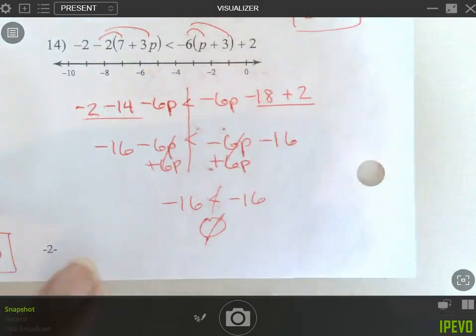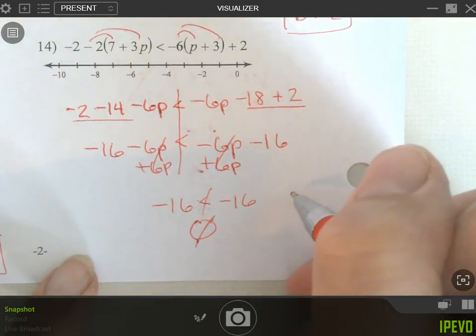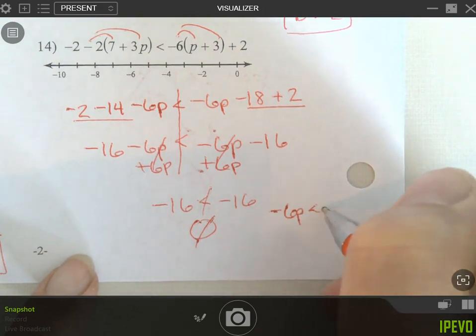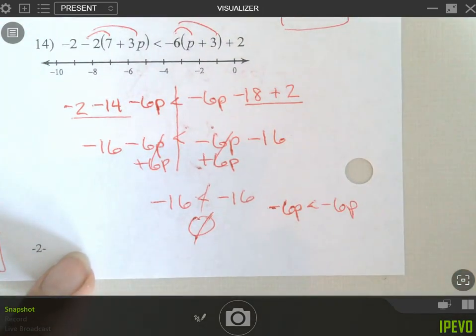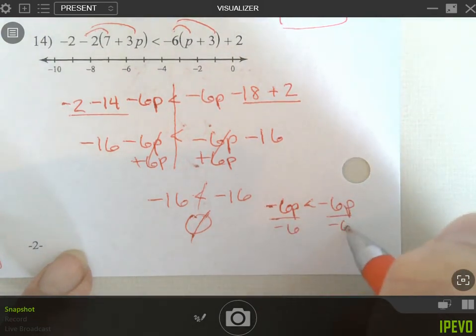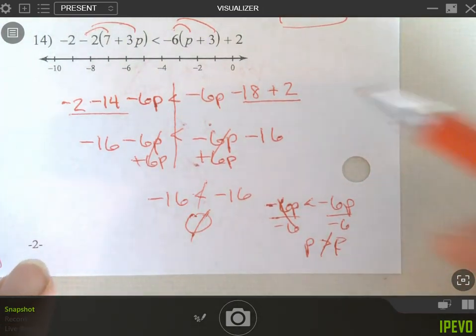If you would have solved it differently, and you would have moved the 16 first, you would have gotten negative 6p is less than negative 6p. And sometimes that can be a little confusing. Maybe you divided by negative 6. Any way you cut it, you get p is greater than p, and it's never going to be greater than itself. So this would also be no solution. So make sure you leave a blank number line.